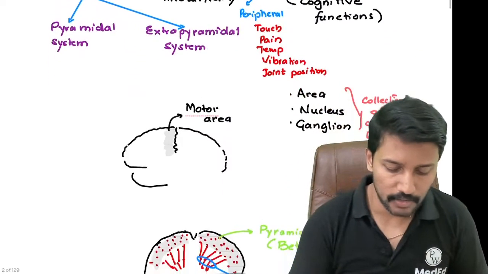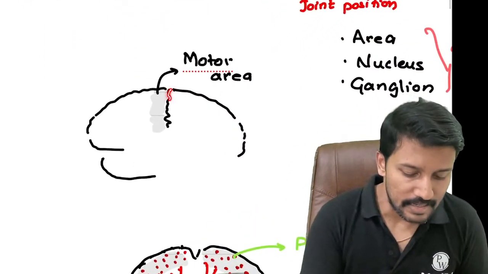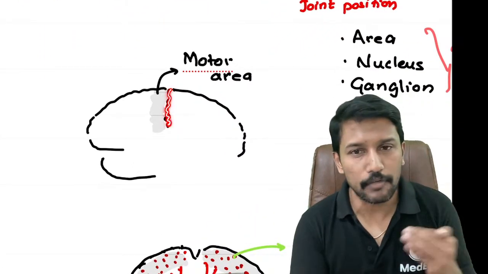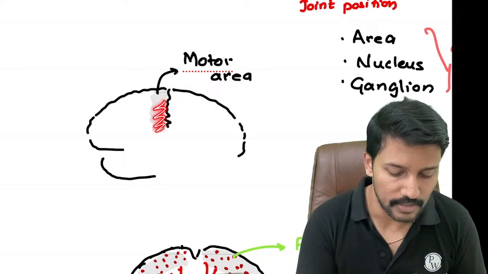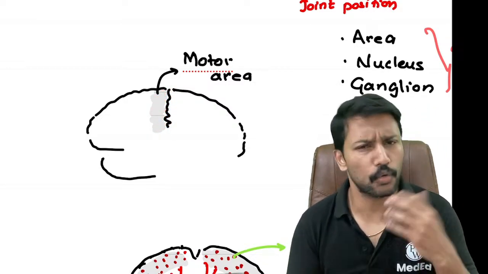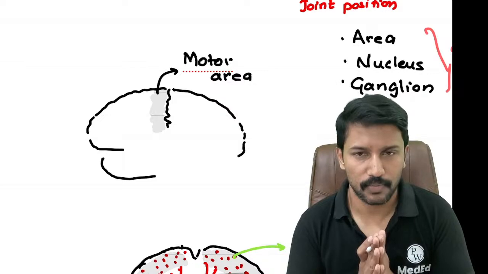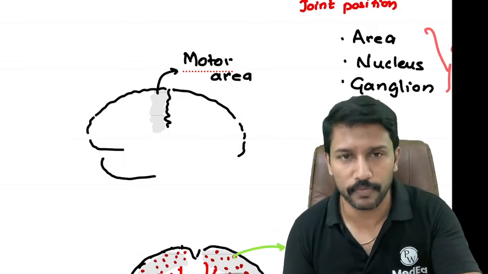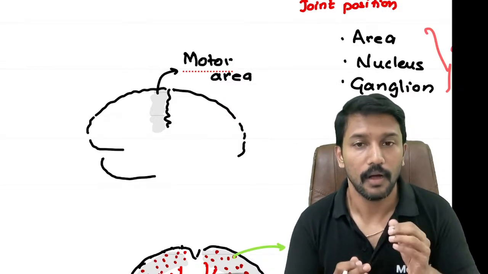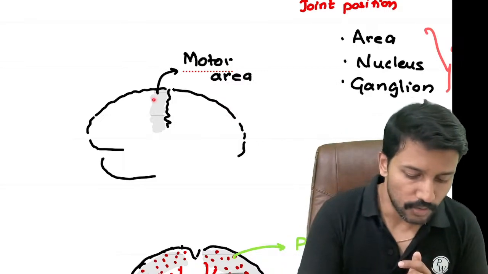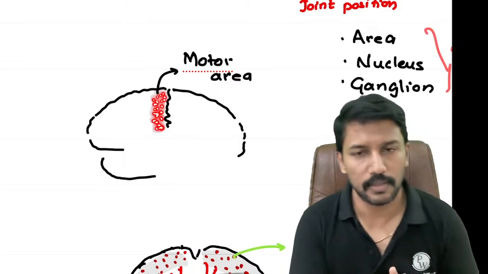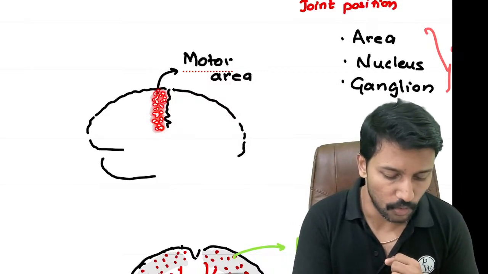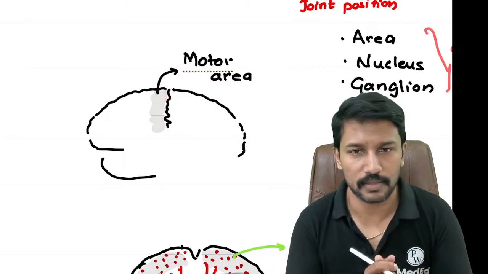So in the cortex of the brain, just anterior to the central sulcus in the frontal lobe, there is an area called the motor area. You can also call it the motor cortex. That is where the initiation of the movement happens. How do we initiate the movement? This motor area is nothing but a collection of cell bodies of neurons, right? Millions of neurons, their cell bodies are all collected here in the motor cortex.